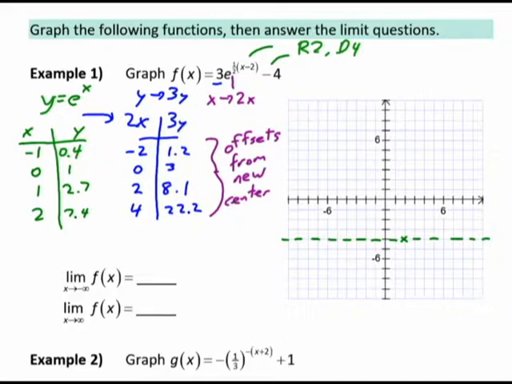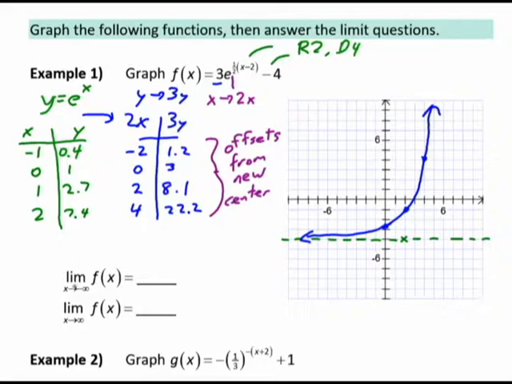Now I plot these stretched offsets. Left 2, up 1.2. 0, up 3. Over 2, up 8.1. Then right 4 and up 22, that's off grid. This is enough to show us where the exponential curve is going to be. By knowing the shape, I know how to connect these dots. And the graph's done.